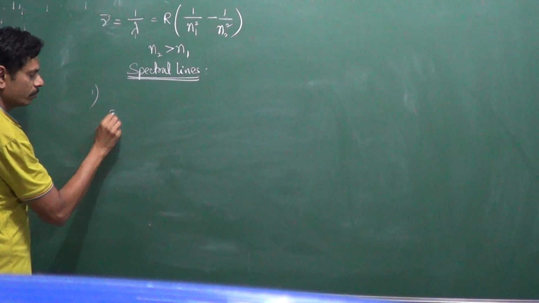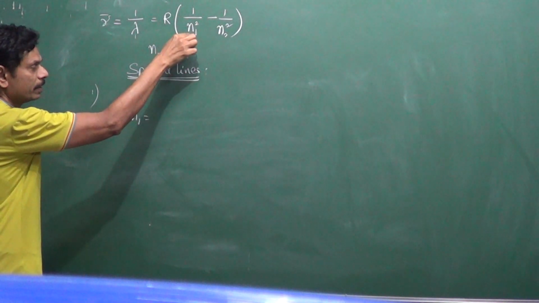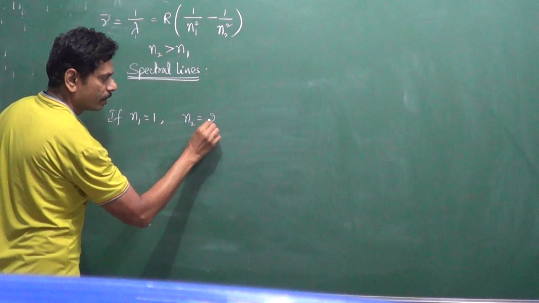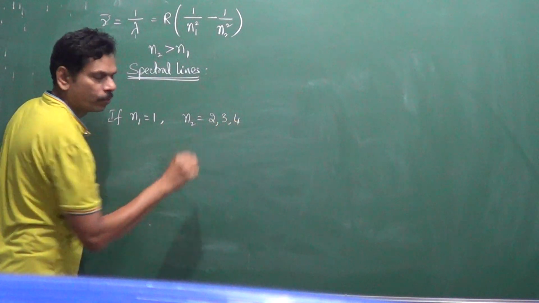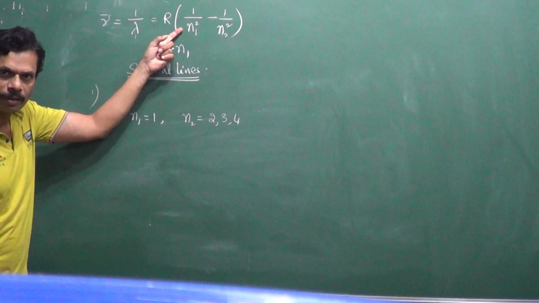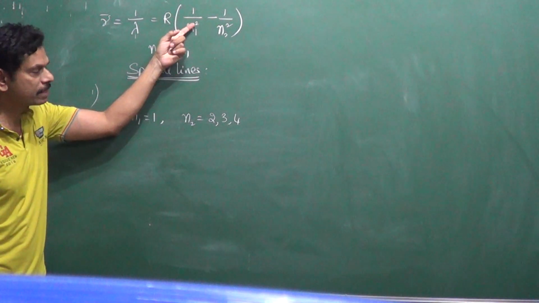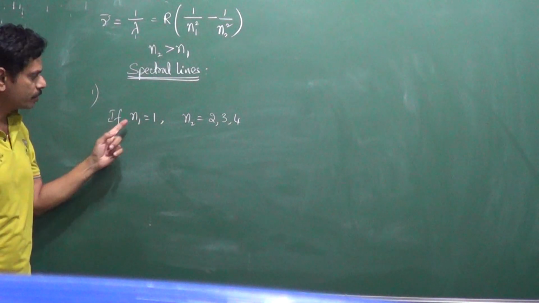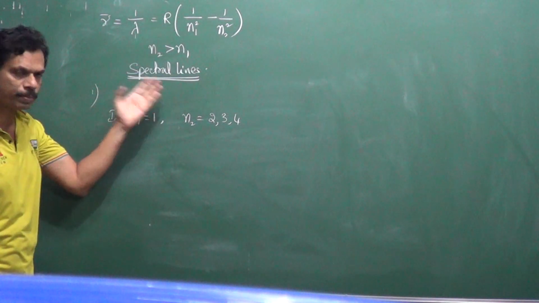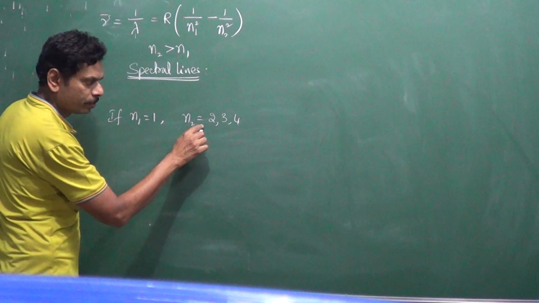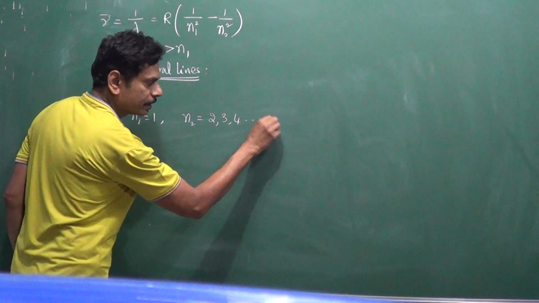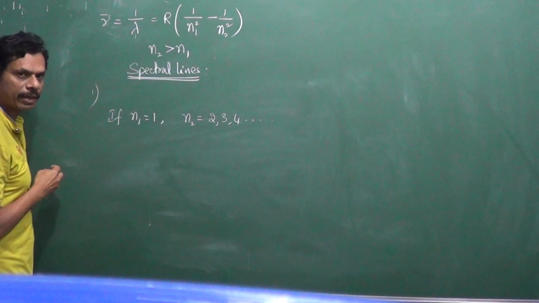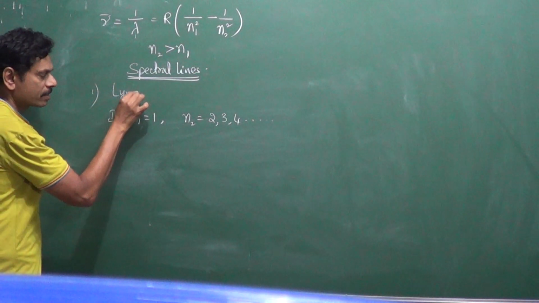Now in this case, let us consider the first concept here. If this n1 is equal to 1 and n2 is equal to higher numbers, the higher numbers are 2, 3, 4, etc. We are going to substitute these values in this equation, which we already know. As we substitute these values, we are going to get a spectrum. If n1 is equal to 1 and n2 is equal to 2, 3, 4, etc., we are going to get a series of spectral lines. That series is called the Lyman series.